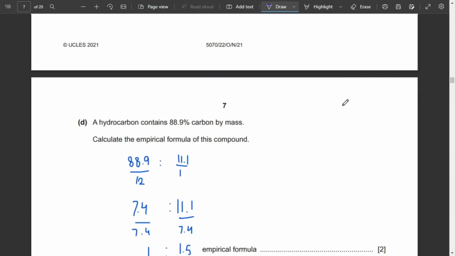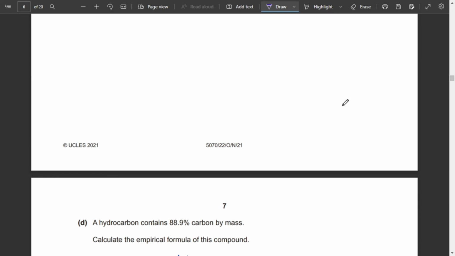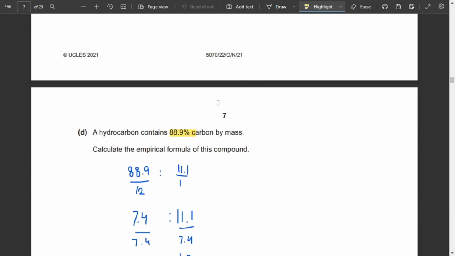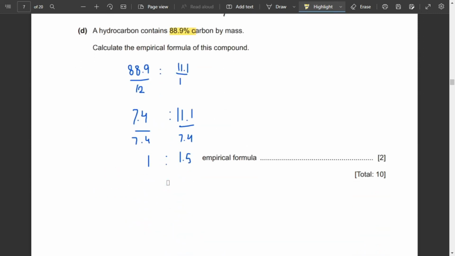Moving on to part D, a hydrocarbon contains 88.9% carbon by mass. Calculate the empirical formula for this compound. So 88.9% carbon by mass. Calculate the empirical formula. Here I've already solved it, so as to avoid the hassle.